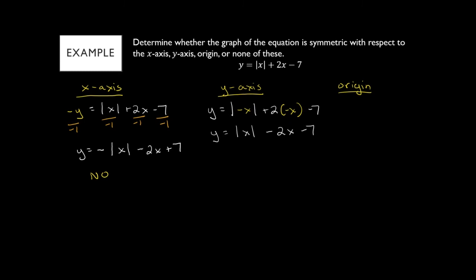And now we look to see, do we have the same thing? We almost have the same thing, except for the sign in front of the 2x. Our original equation had a plus. This has a minus, so it's not exactly the same. And so we do not have y-axis symmetry. So it's close, it's almost the same, but it's not because of that one minus sign there.